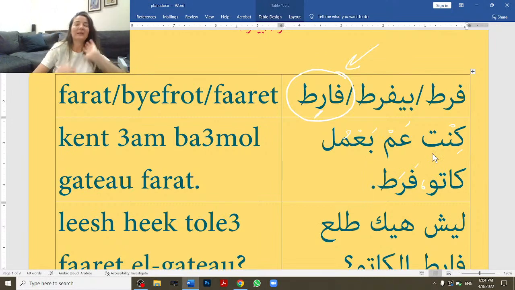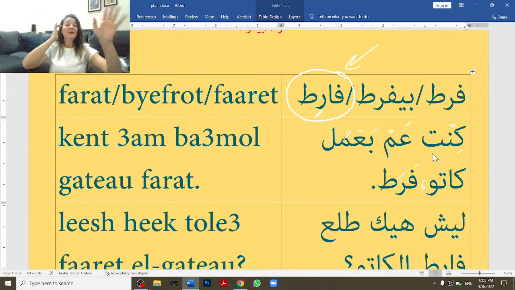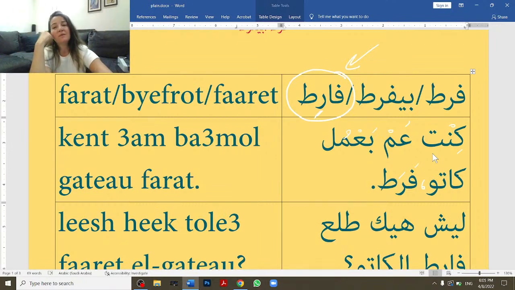What does it mean? يعني, you know when you're baking a cake and it's supposed to go up, up, up, but then you open your oven, you notice it didn't go up. It's like, just crumbled down. So that's فرط. So كنت عم بعمل gâteau فرط. Okay? So maybe you came and you saw that cake and you look at me and say, why is this cake crumbled down like that?